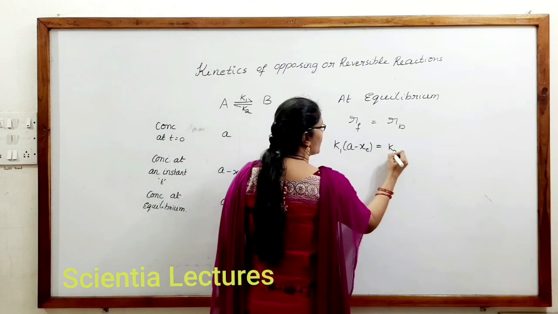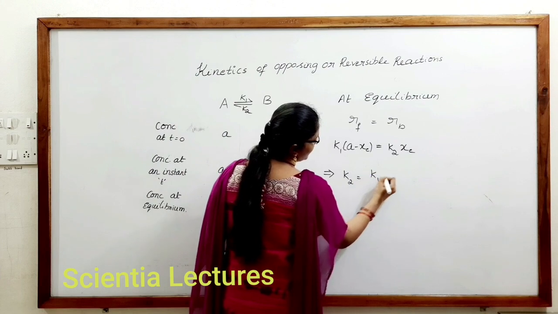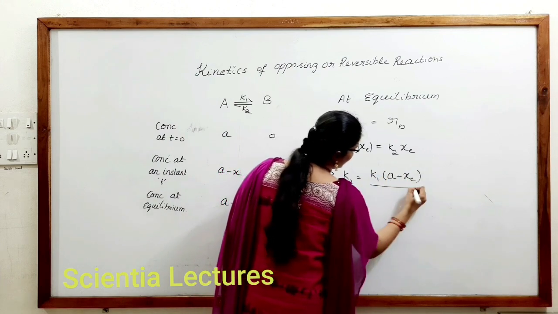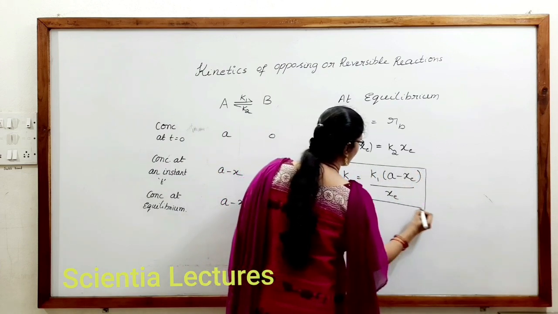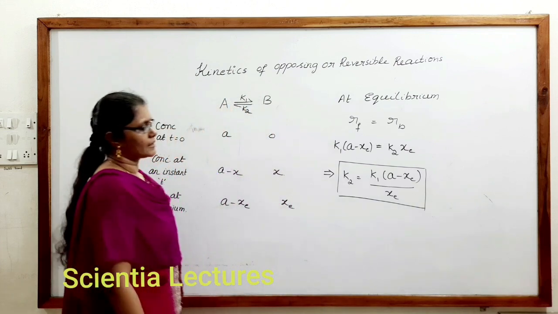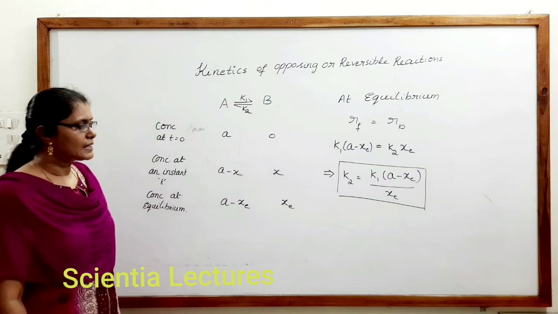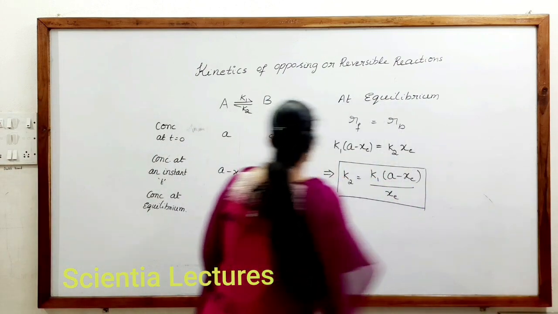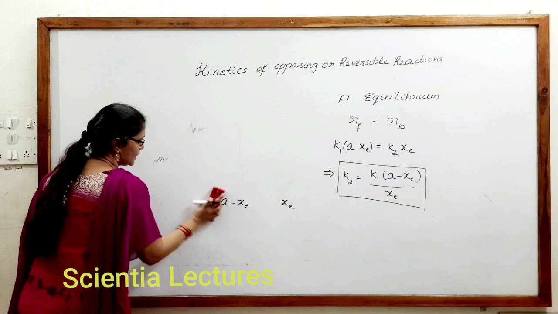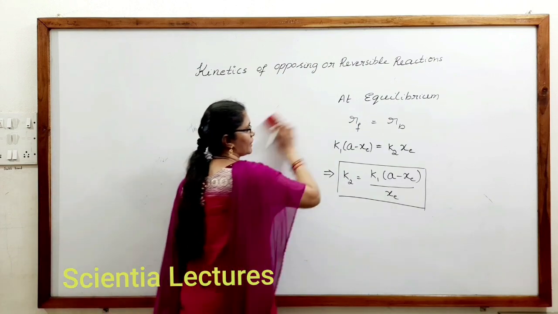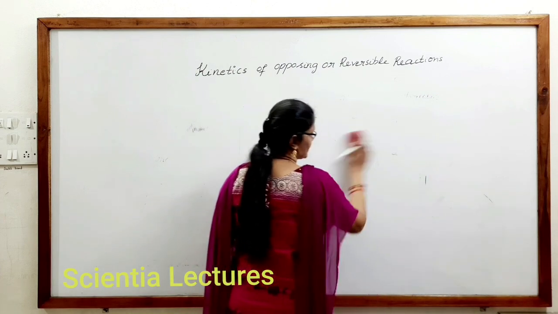So the rate of backward reaction is K2 Xe, which implies K2 must be equal to K1 into (A minus Xe) by Xe. So K2 must be taken as K1 into (A minus Xe) by Xe. That must be the K2 expression, K1 into (A minus Xe) by Xe. Now let us take this at an instant t. What is dx by dt at an instant t we will take now. But K2 must be equal to K1 into (A minus Xe) by Xe.